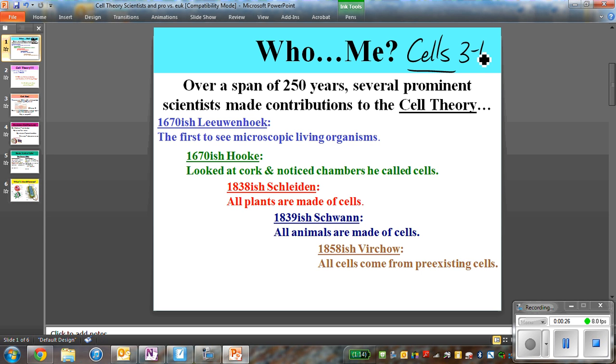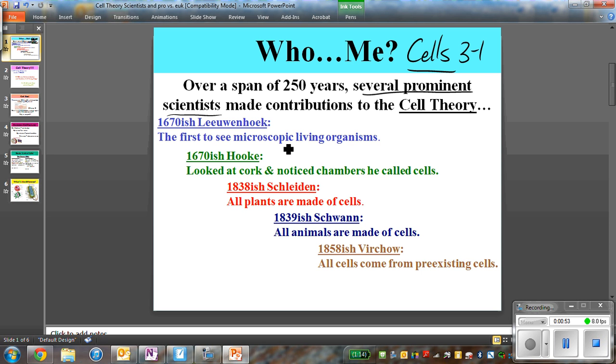When we get through that, the next section we'll be moving on to is what makes up the inside of the cell. So that's where we're heading. Let's start with the cell theory. So you remember from the video yesterday that there were several different prominent scientists who were all involved in contributing to what the cell theory came to be.